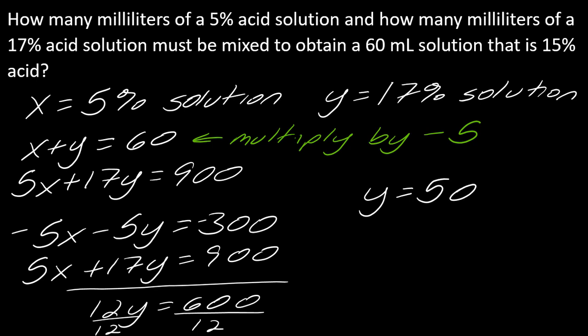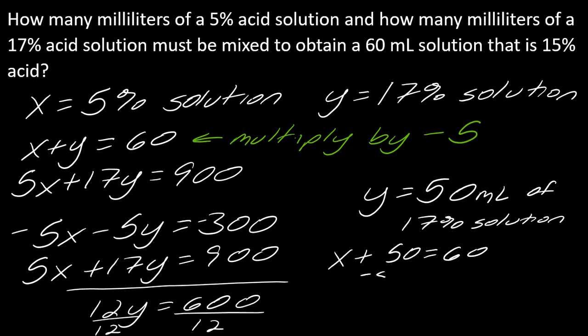All right, 50 what? So it's how much do you need of each solution, right? So we need 50 milliliters of the 17% solution. And remember, we need this to come out to 60 milliliters total. So if I plug this 50 into this other equation, so x plus 50 equals 60, and subtract off the 50, then this tells me that I need 10 milliliters of the 5% solution.